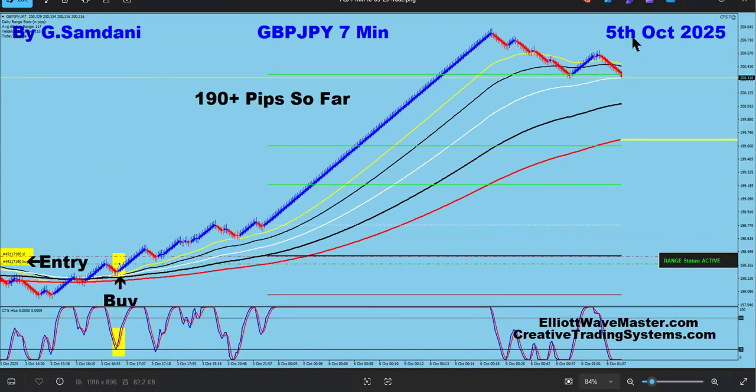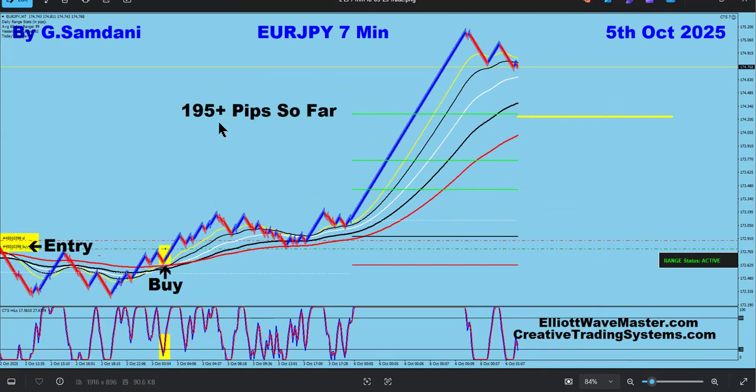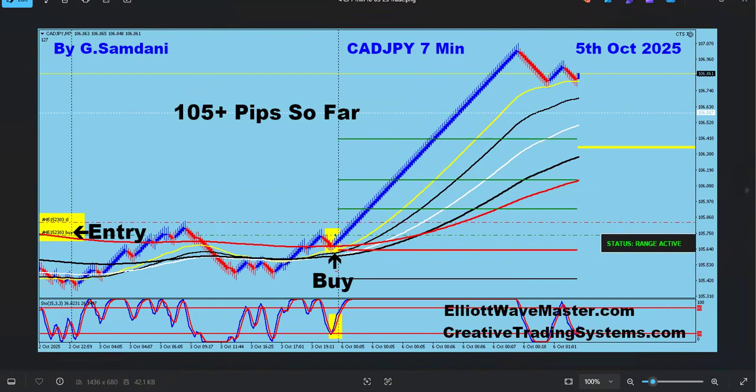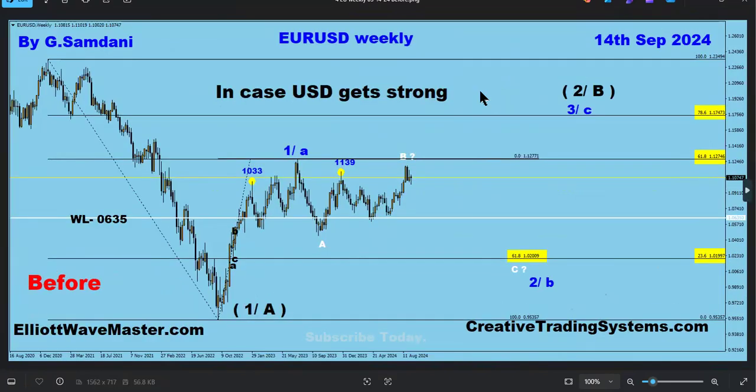This is what happened. On the Sunday when we started, something happened in Japan, an election and all that, in politics. So pound yen went up 190 pip right from there. The 7-minute chart entry, I took the entry, and it went up bazooka. The next trade, euro yen also, all yen pairs went up, 195 pip, big time. And then Aussie yen, 90 pip, and 105 pip CAD yen.